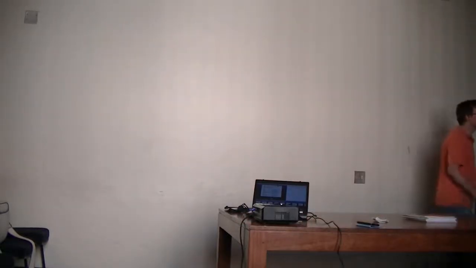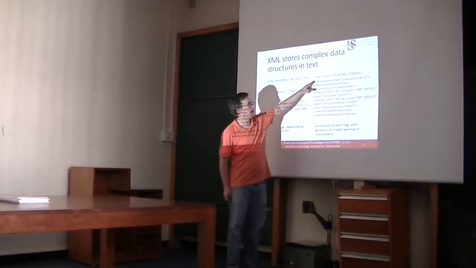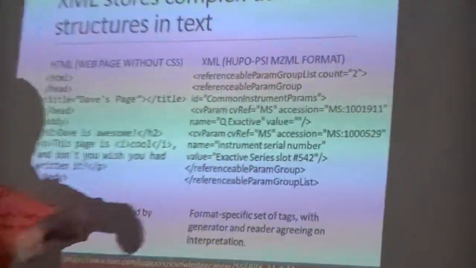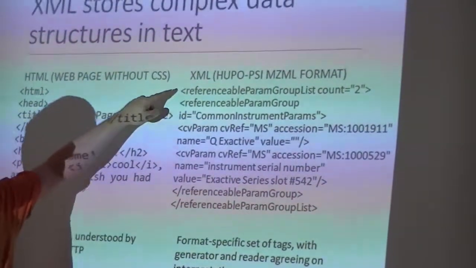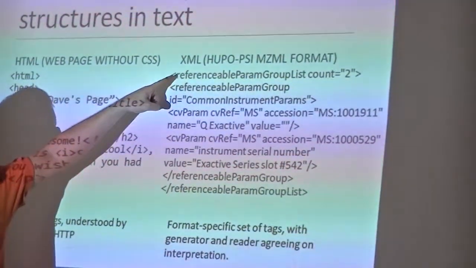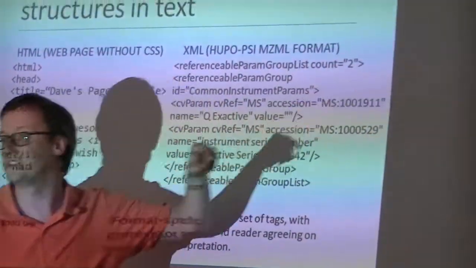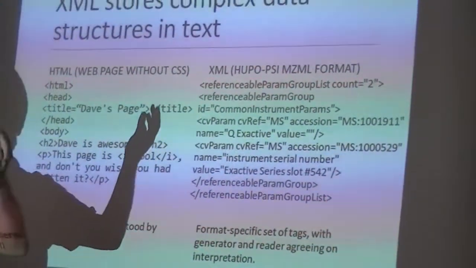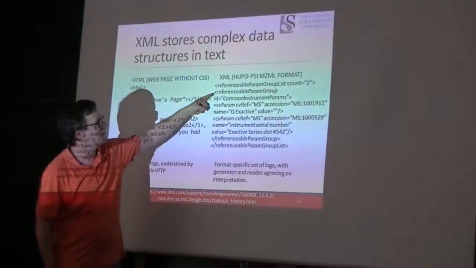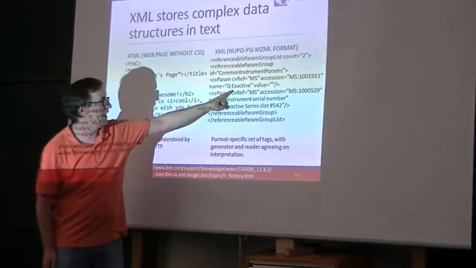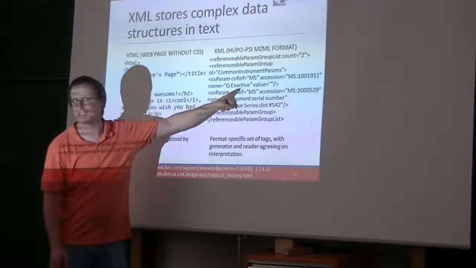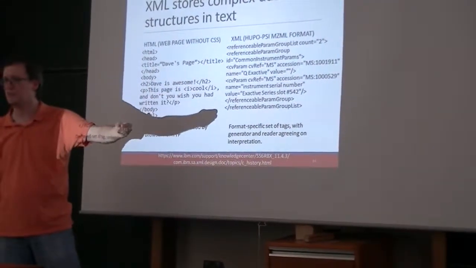XML is different because XML is designed for people to be able to define their very own standards for which tags are feasible. So when we look at a subsection of an mzML, which is a subtype of XML, we see that we have several different tags available. We have a referenceableParamGroupList with a count of 2, which is its way of telling us that there are 2 of these types of things coming up shortly. We have the first one that is a common instrument params. It's defining what type of instrument has been used here.